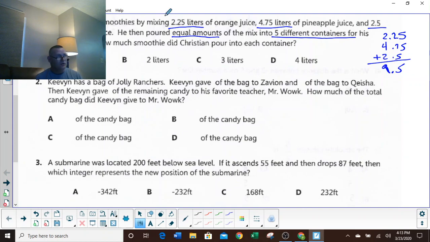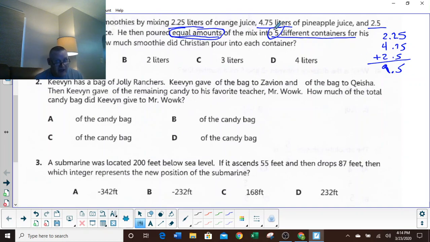So all together with the orange juice, pineapple juice, and the grape juice, if you pour all that into some big bowl, you're going to have 9.5 liters of mess, is what I would call it. And we need to pour it into 5 different containers. So if I took 5 cups or 5 glasses and poured it in evenly, where did it say that? Right there, equal amounts. Then we've got to figure out how much is going to be in each amount.